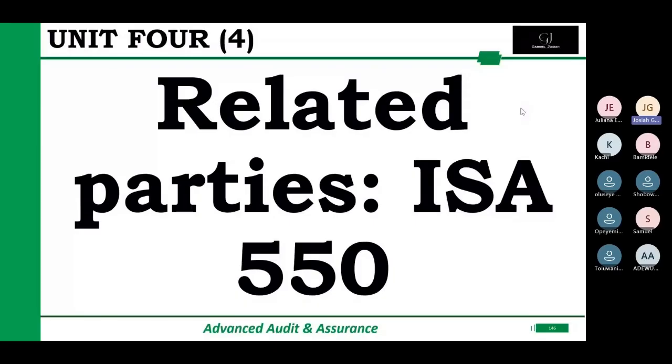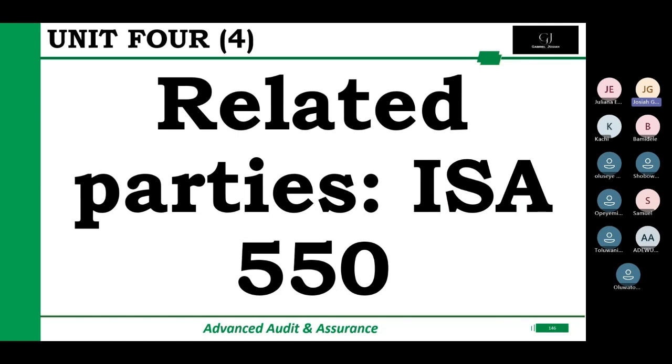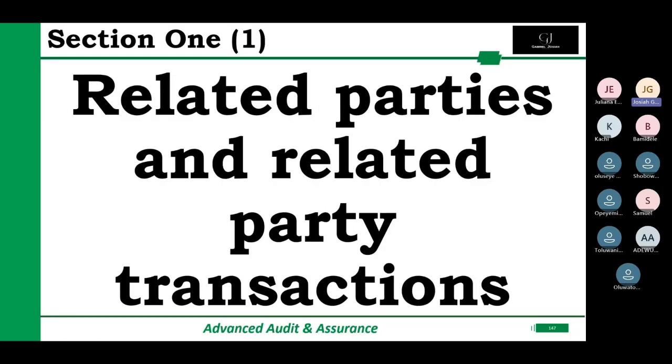Area that has some massive issues, especially around fraud risks, and there are transactions and an ISA that deals with the issue of related parties and related party transactions. So it's a significant area, and it's a very sensitive area for auditors. So it's good we pay attention to this very significant area, and it's examinable and tested most of the times in the AAA paper.